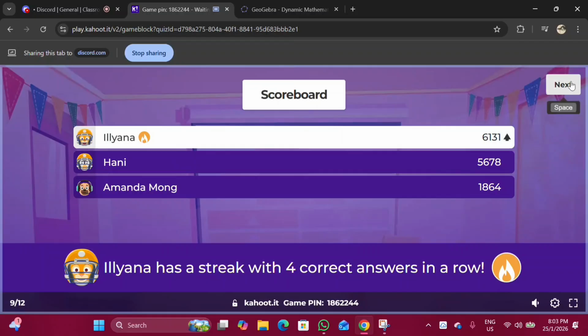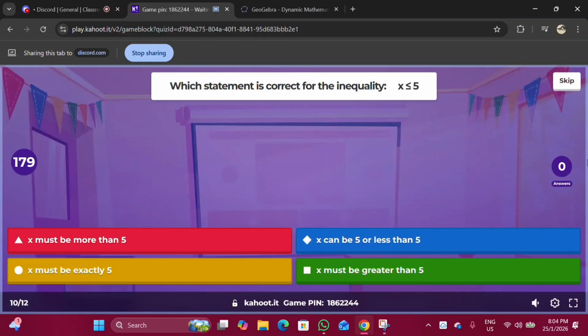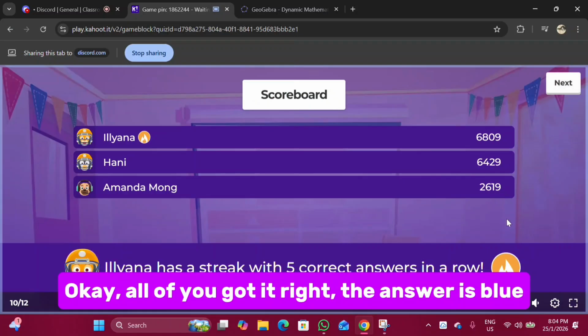Okay. And then question 10. Which statement is correct for the inequality x less than or equal to 5? The red one is x must be more than 5. The yellow one is x must be exactly 5. The blue one is x can be 5 or less than 5. And the green one, x must be greater than 5. Okay, all of you got it right. The answer is blue.